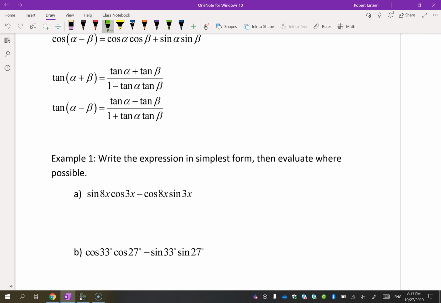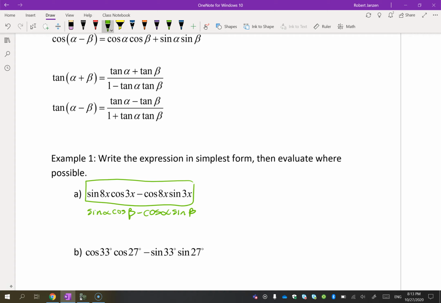Okay, so let's take a look at this one. It says write the expression in simplest form. So you would look at this and you'd go, okay, simplest form. Do I know what sine of 8x is? No, I don't. I don't know what cos of 3x is. So you should say to yourself, let me look at my formula sheet and see if there's any formula that looks like this. Sine alpha cos beta minus cos, now look at 8x is the first angle, so alpha, and then this would be sine of beta, that would be the second angle.